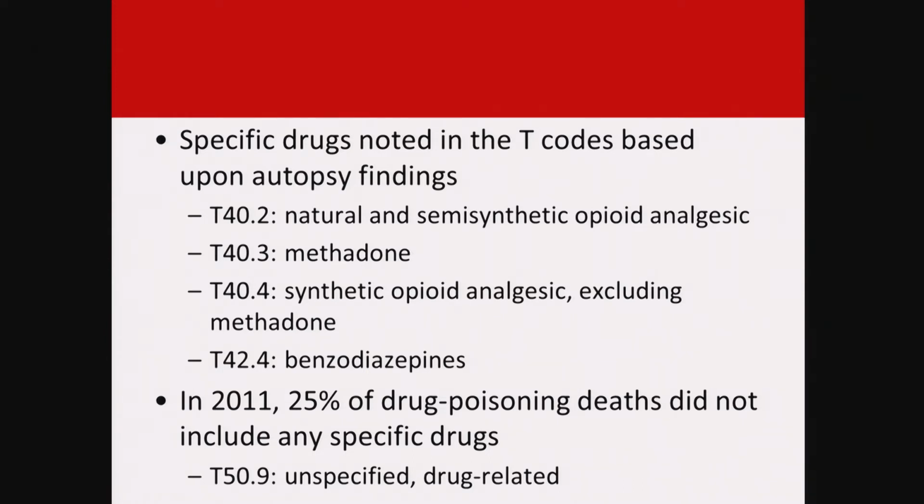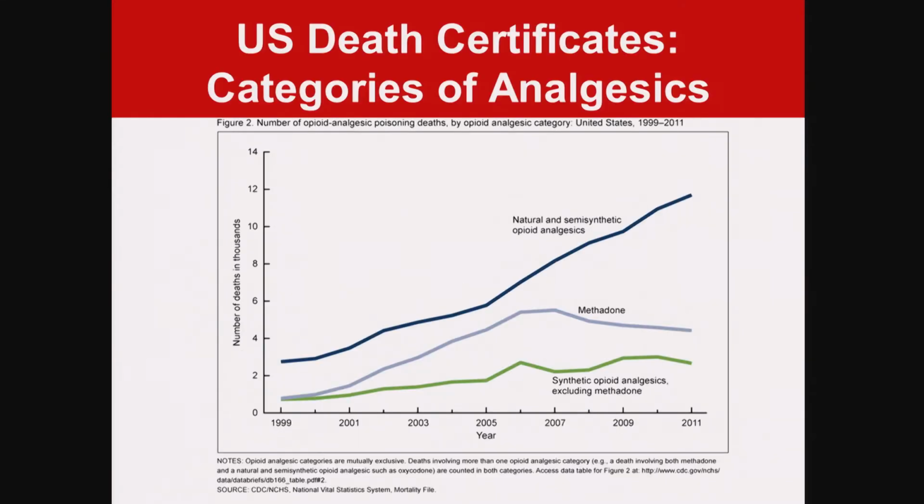Hence, if there was no suspicion of drugs or no toxicology testing, then specific drug information cannot be gleaned from a death certificate. For a recent data year, 2011, the report notes that 25% of deaths certified as drug poisonings did not actually include any specific drugs. These may have included a code T50.9 for unspecified drug-related cause, but this is just illustrating another limitation of using death certificate data for surveillance. So keep this in mind.